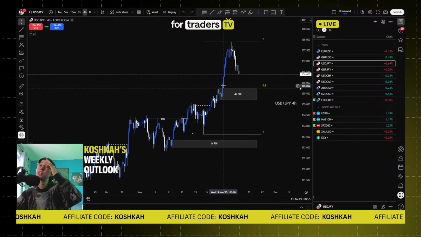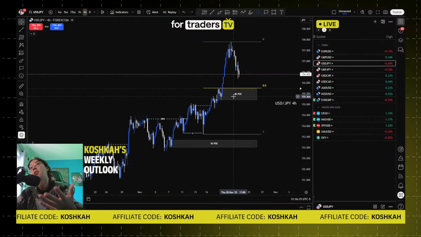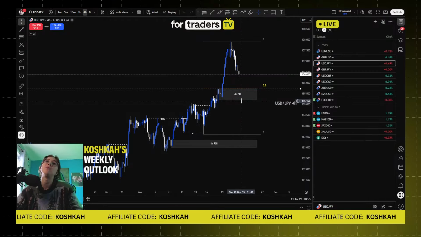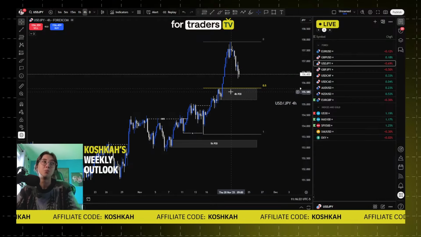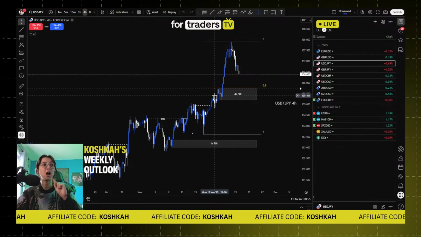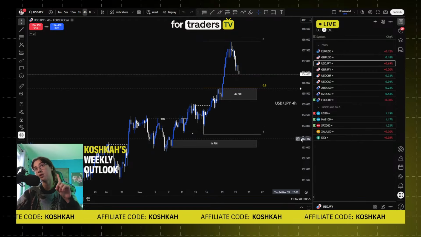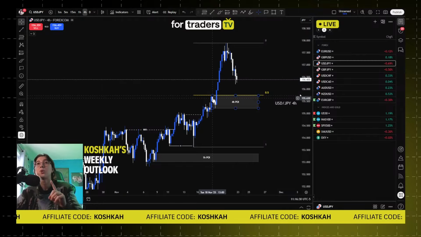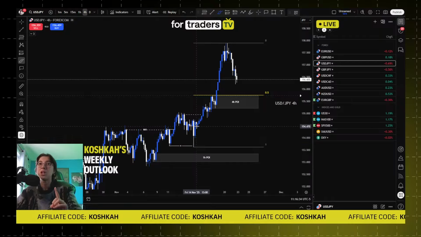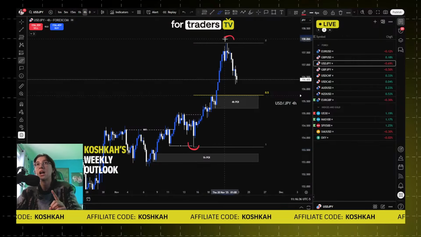USD/JPY, that's more interesting because we are finally doing something new. So as you can see right here, what do we have new? It's quite simple. We just pushed more to the upside, right? So as we pushed more to the upside, as you can see, we created a new range. This range is now from this low to this high.